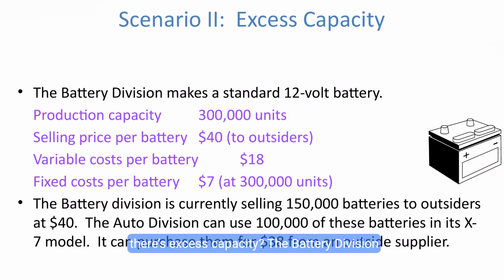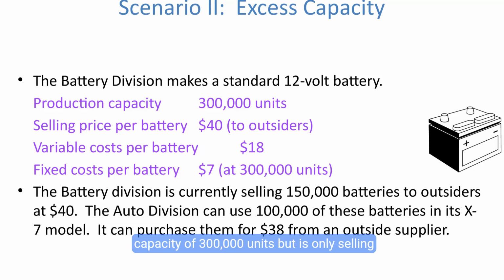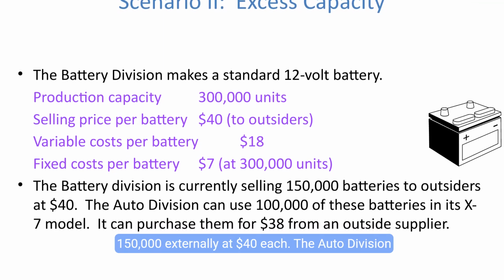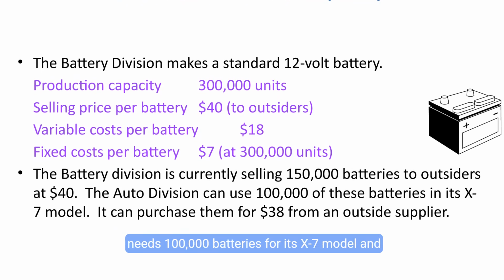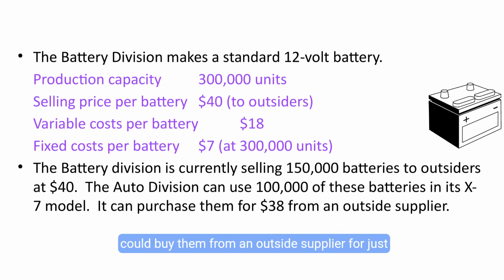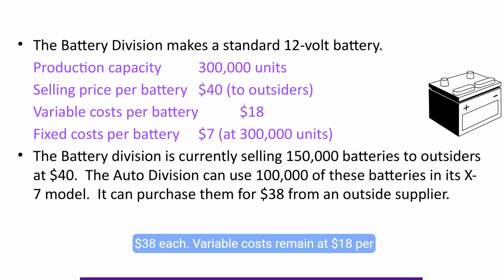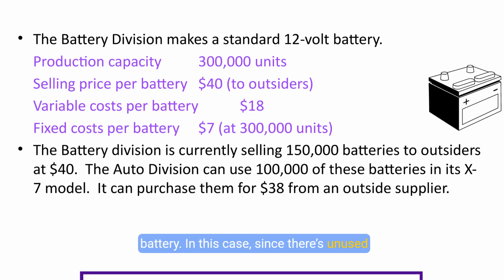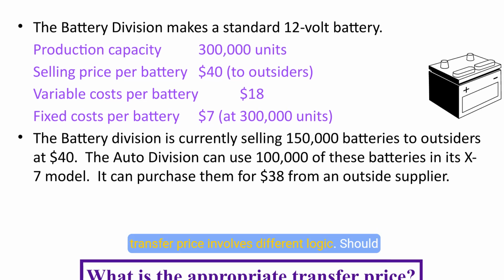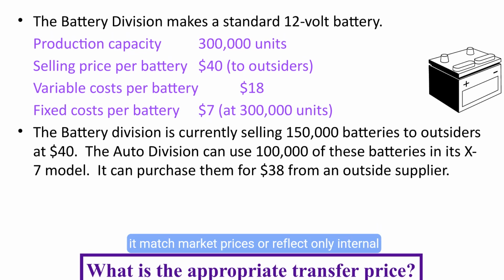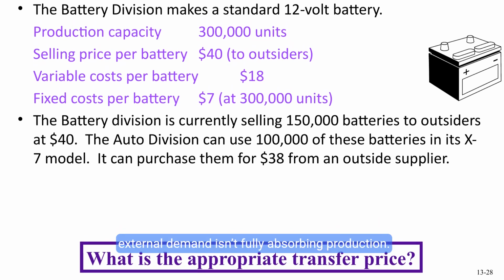Now let's consider scenario 2. What happens when there's excess capacity? The battery division still makes standard batteries with a production capacity of 300,000 units, but is only selling 150,000 externally at $40 each. The auto division needs 100,000 batteries for its X7 model and could buy them from an outside supplier for just $38 each. Variable costs remain at $18 per battery. In this case, since there's unused production capacity, determining an appropriate transfer price involves different logic. Should it match market prices or reflect only internal costs? Let's analyze what makes sense when external demand isn't fully absorbing production.